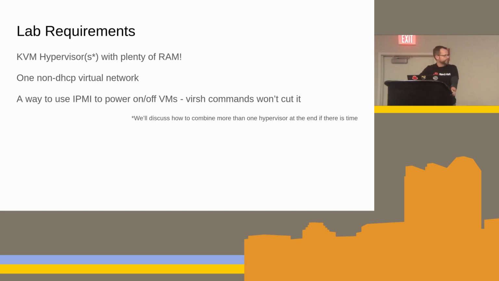So KVM is what we're going to use. We've got some KVM users, libvirt, things like that, okay? That's what we're going to use as the basis of our demo. We need one virtual network on our KVM host that is just stripped bare of everything, no DHCP or anything like that. And then we need a way to power cycle our VMs, right?